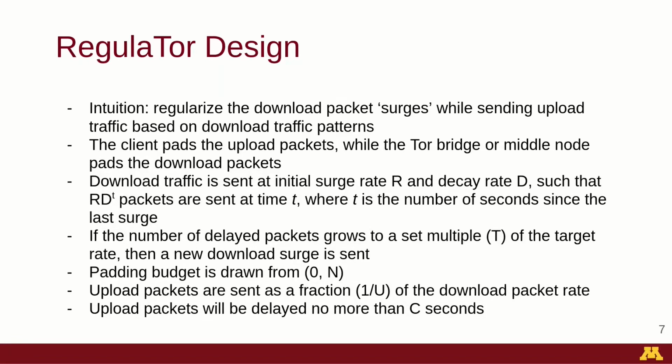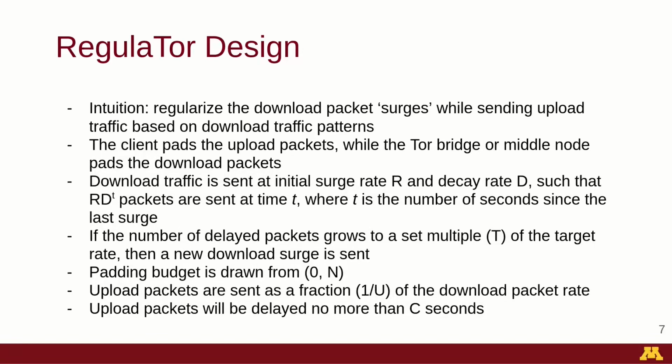So this is basically to make it so that at the beginning of a surge, a large number of packets are sent, but this rate decays a few seconds after the surge. And then if the number of delayed packets grows to a set multiple, or capital T, of the target rate, then a new surge is sent. So this basically means that the number of packets already waiting in the buffer has gotten large, and so the defense should send a new surge of packets to make it so that the latency doesn't grow too high.